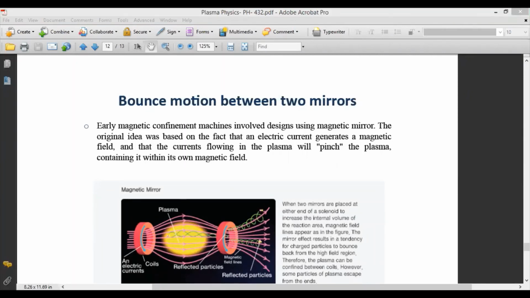So let us next discuss the time varying magnetic field. We have already discussed the time varying electric field. What happens when we allow the magnetic field to vary in time?